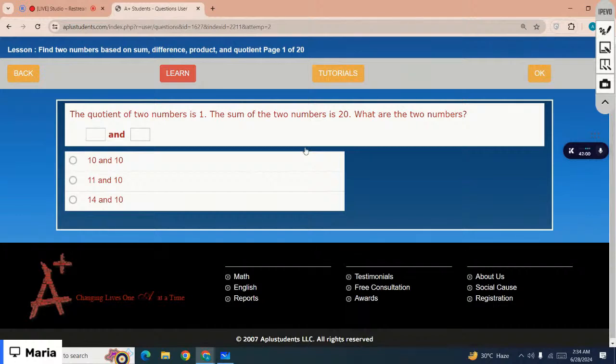The correct option is option number 1. When you divide 10 by 10, the answer is 1. 10 times 1 is 10. 1 is the quotient. When you add them, 10 plus 10 makes 20. Option 1 is the correct option, right? Be very careful, check and then answer.